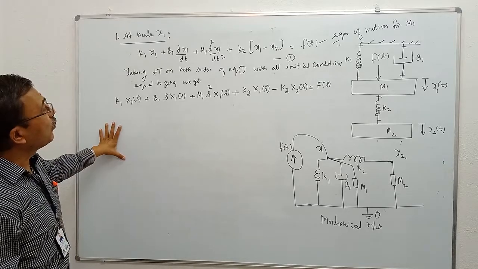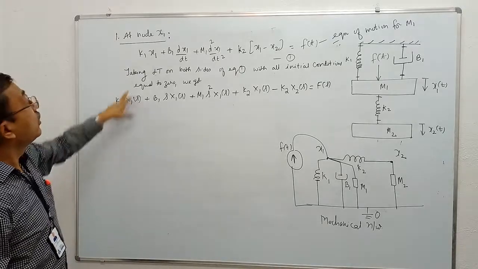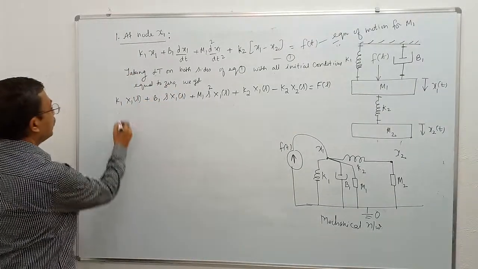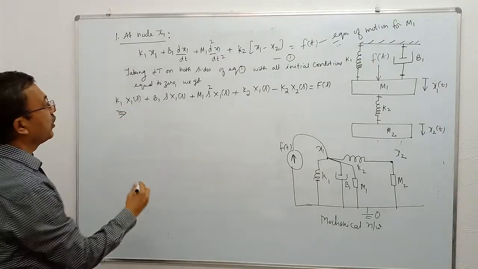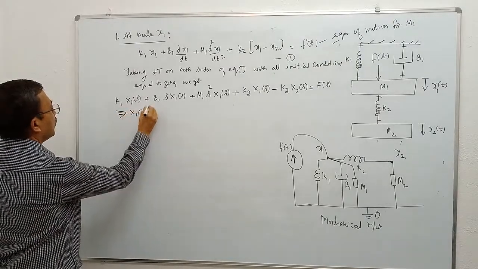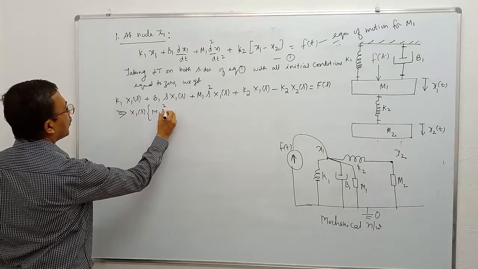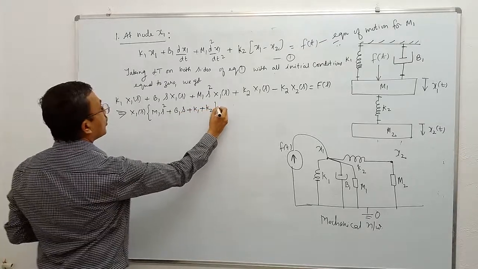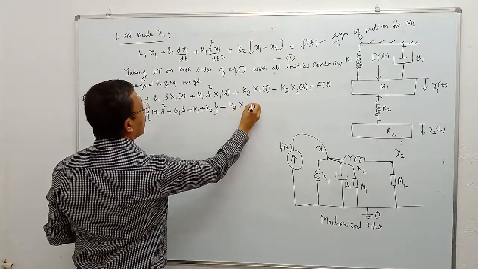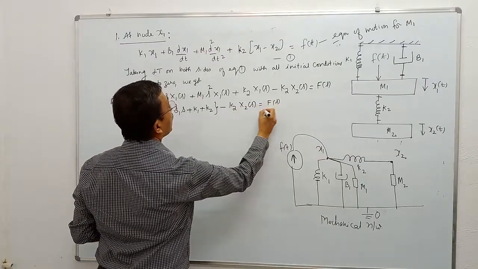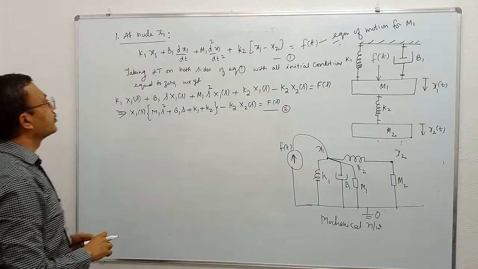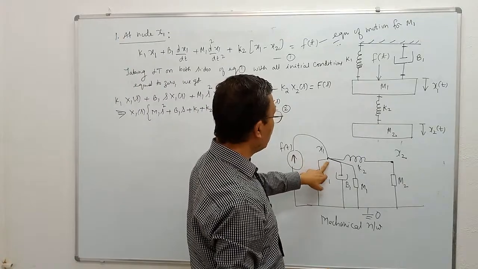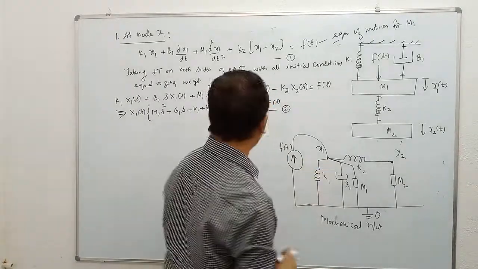Once you take Laplace transforms with initial conditions set to 0, the differential equation gets converted into an algebraic equation. Now we collect the coefficients of x1 and x2 separately. If you take x1 of s common, you get m1 s square plus b1 s plus k1 plus k2, minus k2 into x2 of s, is equal to f of s. This I call equation 2. This is what we get when you write the nodal equation at node x1 with currents being replaced by forces.